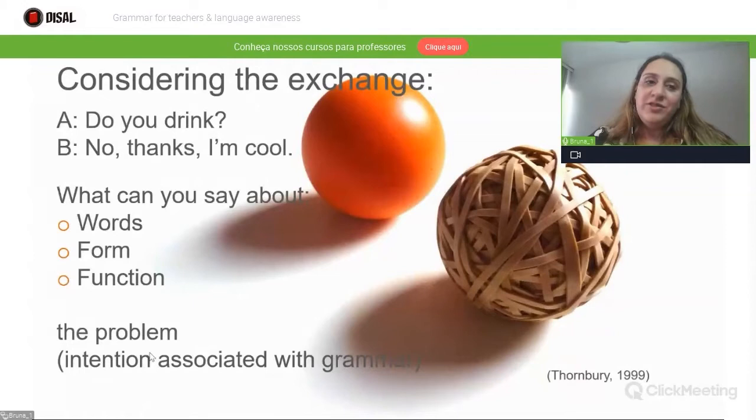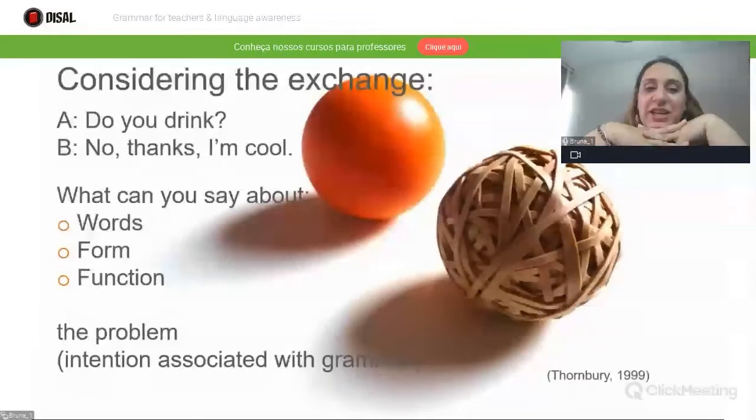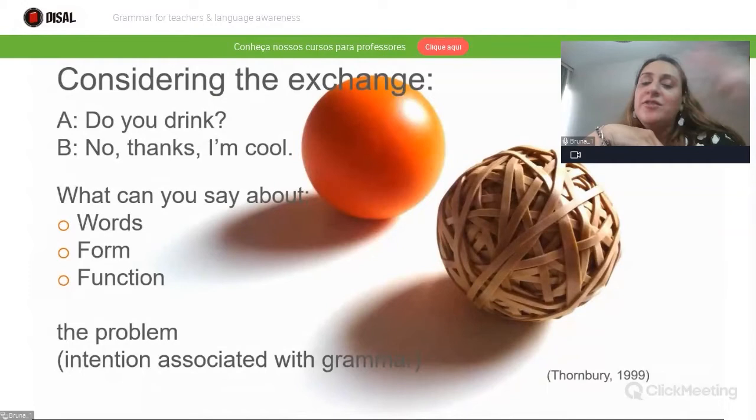So what happens is the words are okay. Do you drink? This is fine. The form is okay too. The problem is the intention, what I want to have as an answer. This person here, this is part of a movie, yes. Thumbray gives this example. There is a guy who's going to take his daughter to a party or something like this, I think, to the prom. And then the father is worried. So he asks, do you drink? So he's not offering a drink. He's asking if the guy drinks.